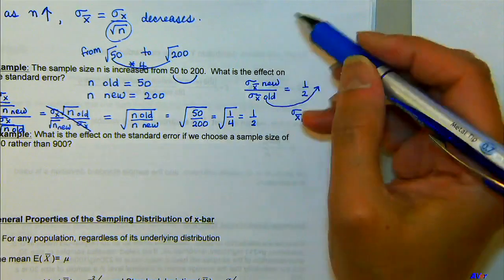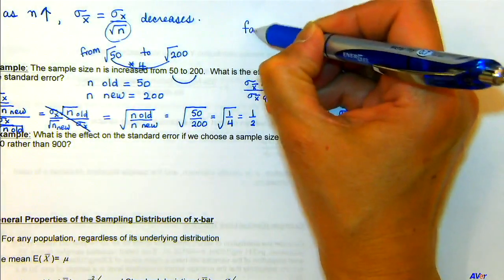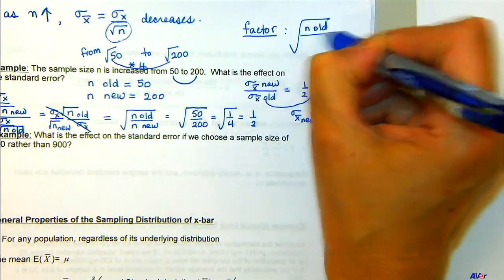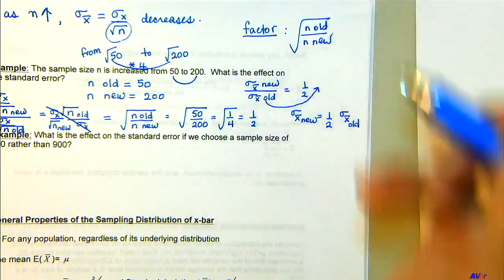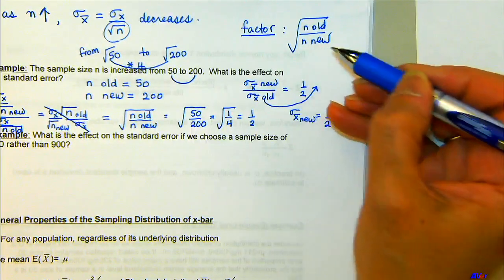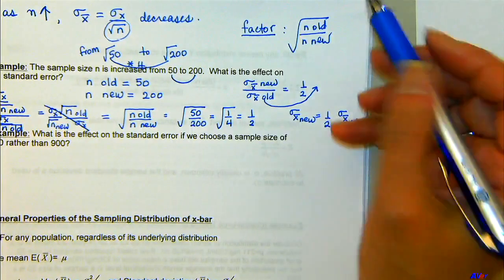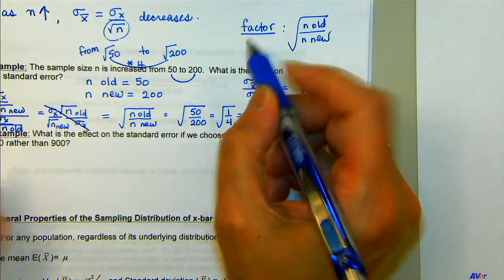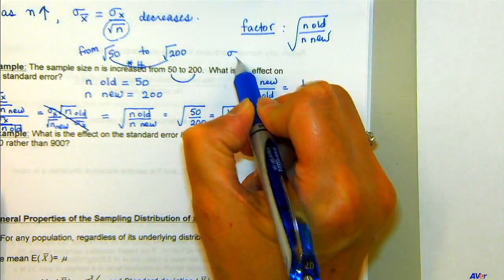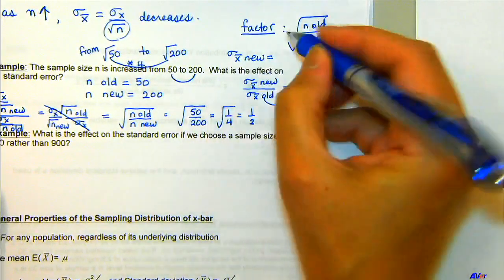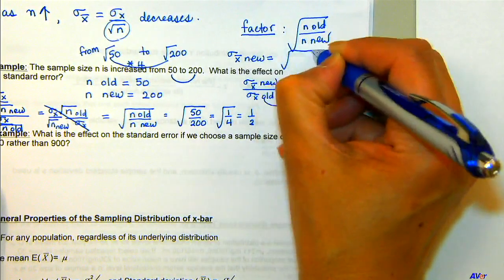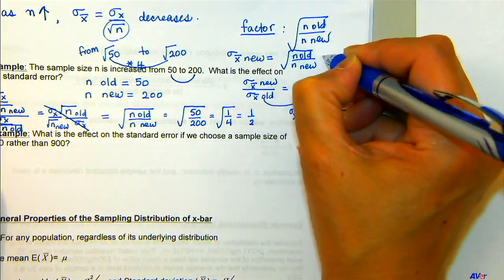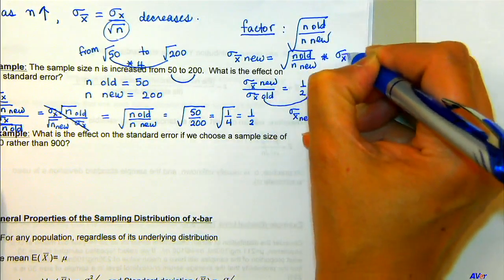So this is the factor right here. The factor with which you multiply is just rad n old over rad n new. And because 50 over 200 is 1/4, rad 1/4 is 1/2, finished. And by factor, I mean this number that you multiply by. So let's just clarify. Sigma x bar new is equal to some factor, which is this, rad n old over rad n new, times sigma x bar old.